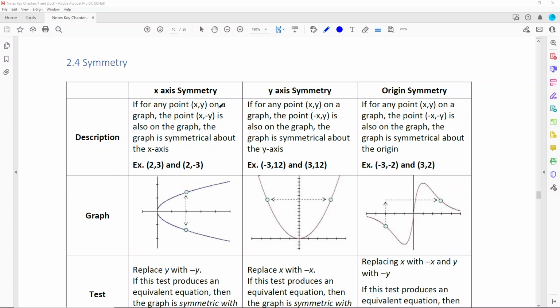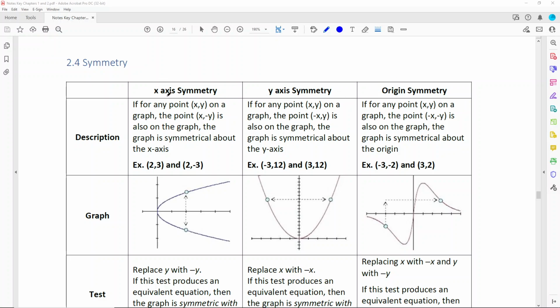So now we're going to move on towards the graphing part of the chapter. Now this first part's kind of graphing, kind of not. It's just going to be looking at features of graphs. So we're going to look at symmetry. There are three types of symmetry that we'll talk about in this course. The first one is x-axis symmetry, and then y-axis symmetry, and then origin symmetry.